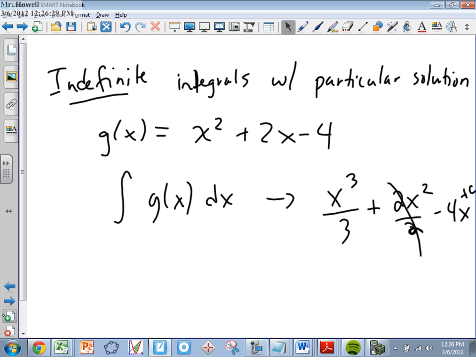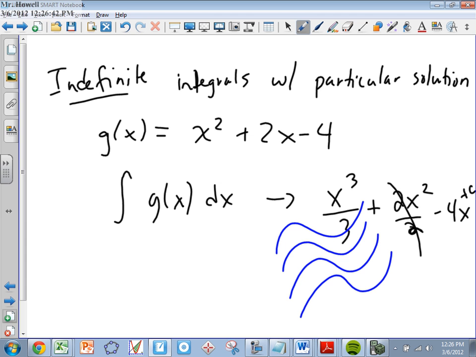Whatever this graph looks like, let's just say it looks something like this. That's the general shape of a cubic. Based on the value of C, the graph could look like this, like this, or like this. It just shifts up and down. The curvature doesn't change. It's the same graph, just shifted up and down.